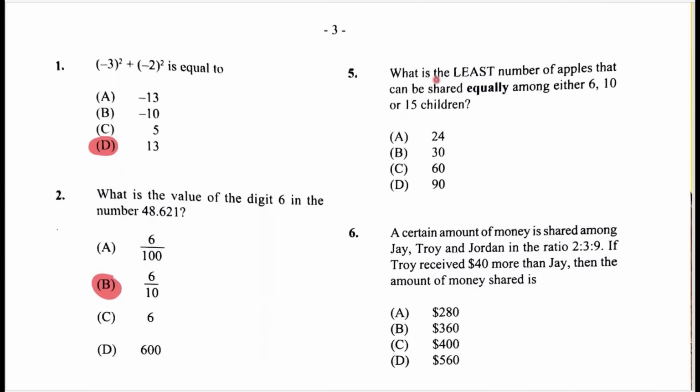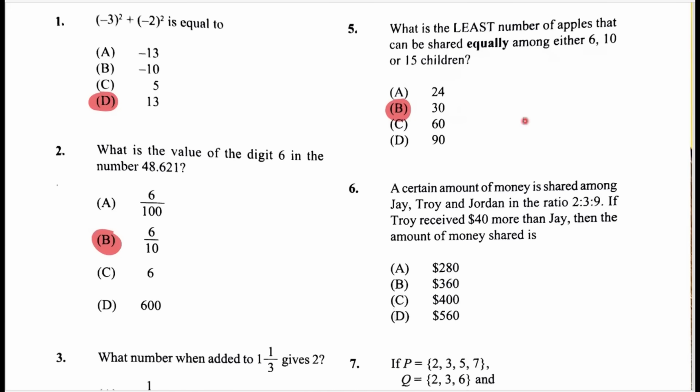Number 5, what's the least number of apples that can be shared equally among either 6, 10, or 15 children? Fed up do this question, class. I want you all to know that the LCM of these 3 numbers is 30. Do I have to spend much time on that? That's something we should know by now. It is the lowest number that all 3 can go into. That's B.